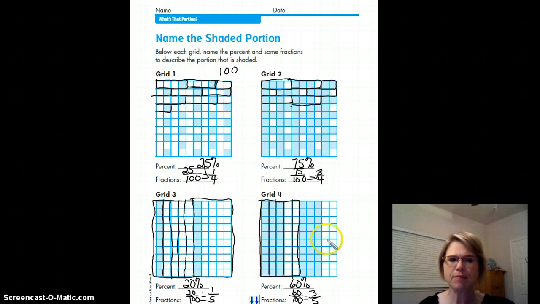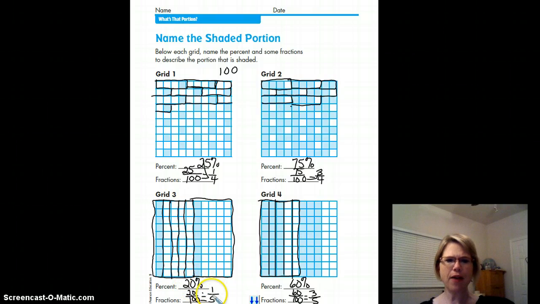Okay, so pause it. Okay guys, I'm back. So grid 3 and 4 might have been a little bit harder for you to see, but I tried to show you what I saw whenever I did this. I did see that there were 20 shaded, right? There was a column of 10 and a column of 10 made 20 out of 100, which makes 20%.